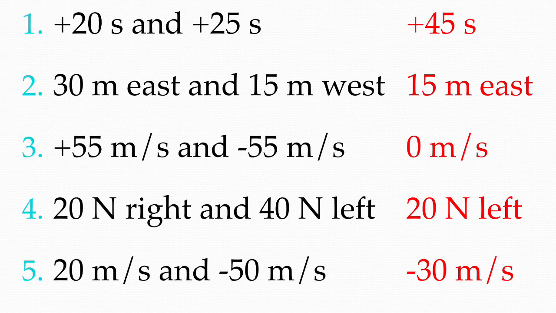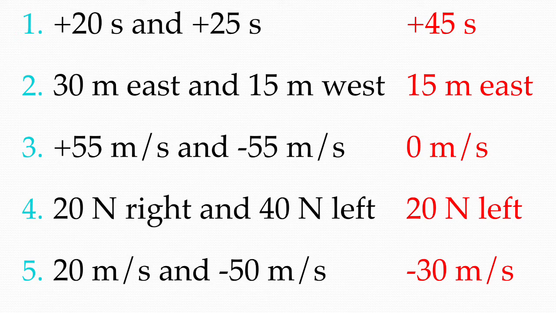So here are our answers. First of all, we've got seconds, which is a scalar quantity. 20 plus 25 is very simple, 45 seconds. Now we have to add 30 meters to the east and 15 meters to the west. I've taken west as a negative value, so 30 metres minus 15 metres would give us 15 metres to the east.